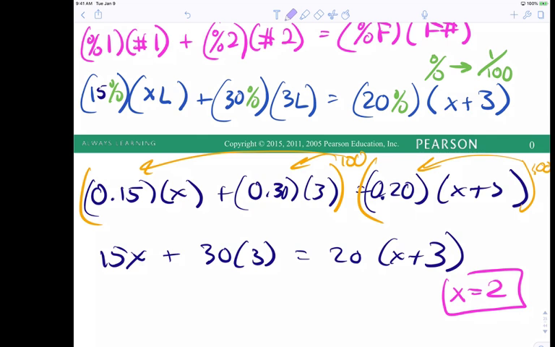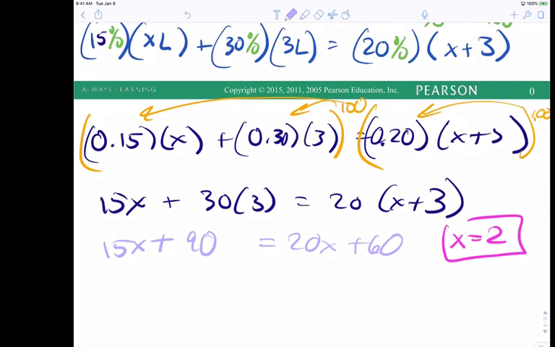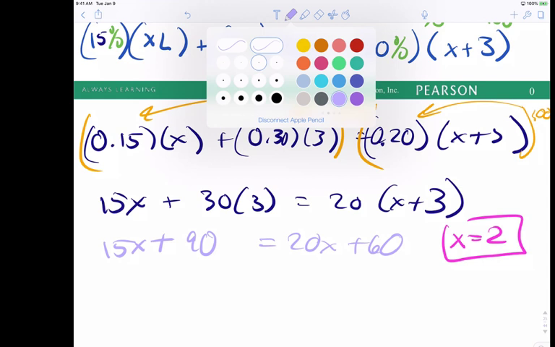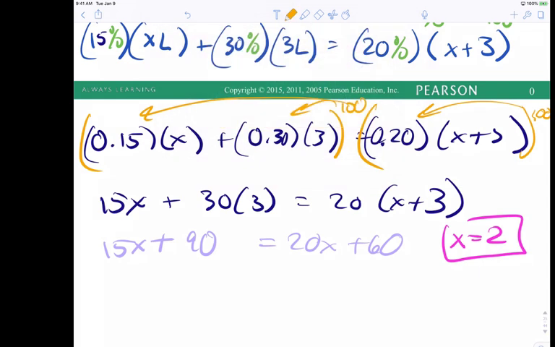All right, so we got 15 times 3, what is that? 90, right? We get 20x and 60, right? I'm going to isolate my variables on one side, everything else to the other. I'll go ahead and write out what I'm doing. So I'm going to say minus 20x on both sides.